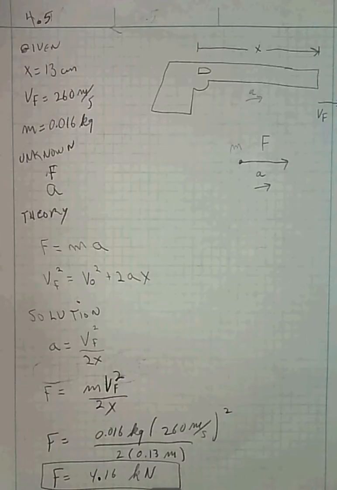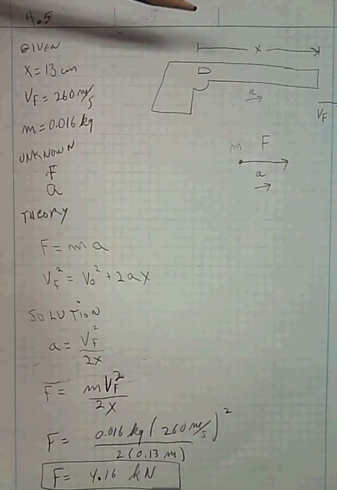The problem statement for 4.5 is: the barrel length of a .45 caliber pistol is 13 centimeters. The muzzle velocity and mass of the fired bullet are 260 meters per second and 16 grams respectively. Assume that the force is nearly constant and determine the acceleration and the force on the bullet.